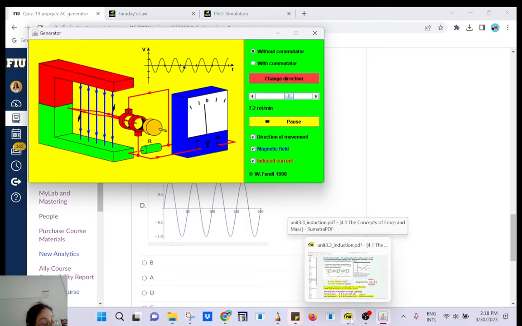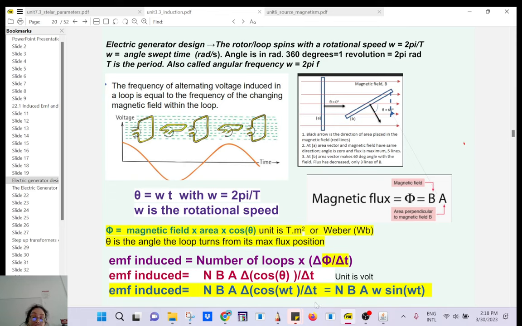Okay, what else did I want to tell you? Yeah, so I tried to explain here, the EMF induced is always equal to the number of loops times the rate at which the magnetic flux is changing, delta phi over delta t. So here you do not change the magnetic field, you do not change the area, you do not change the number of loops. You are just changing the orientation of the loop relative to the magnetic field. So when the loop is this way, the angle is zero. And then when it tilts that way, that will be the angle here, right? So the angle is changing and that's how you get this equation.